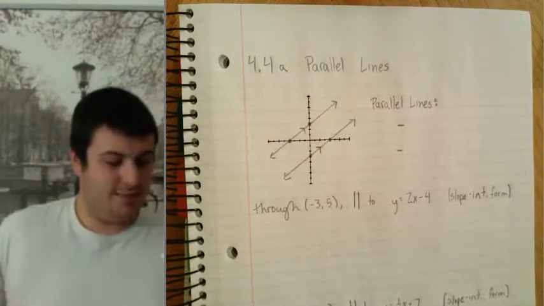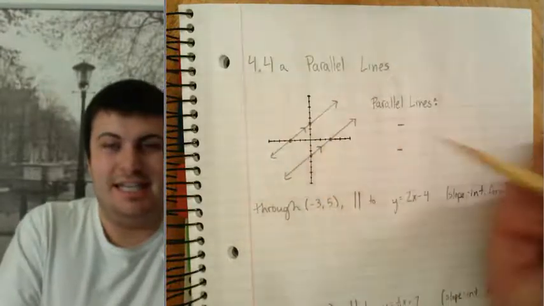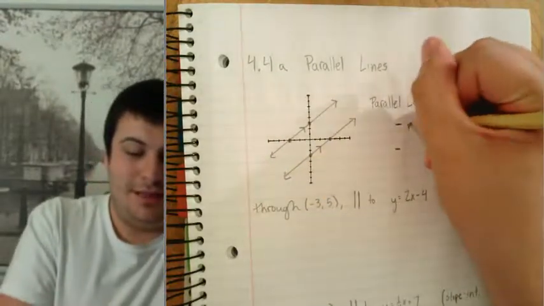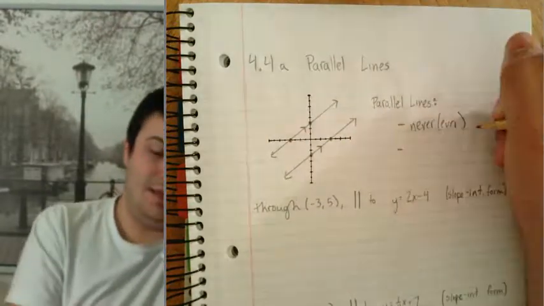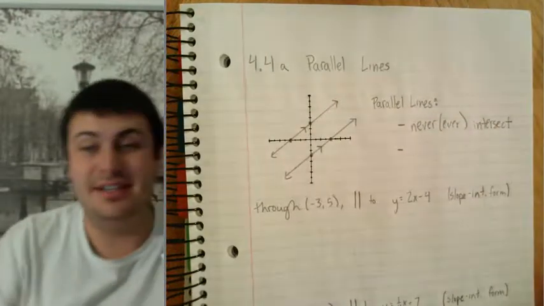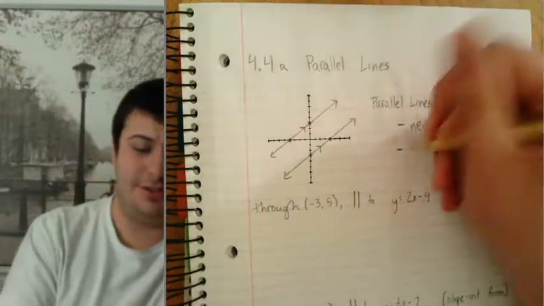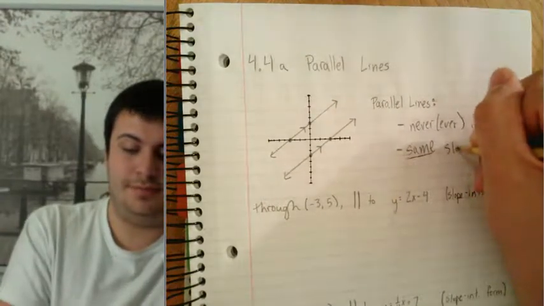Alright, so we are talking about parallel lines. If we look at a graph, this is an example of parallel lines. Parallel lines never, ever intersect. They never intersect. And so what does this mean about their slope? They have the same slope.